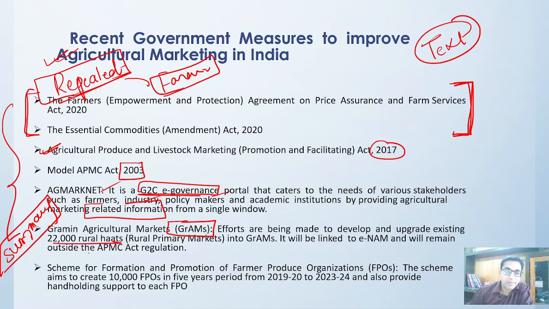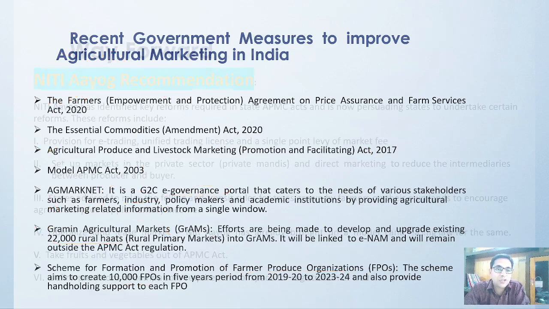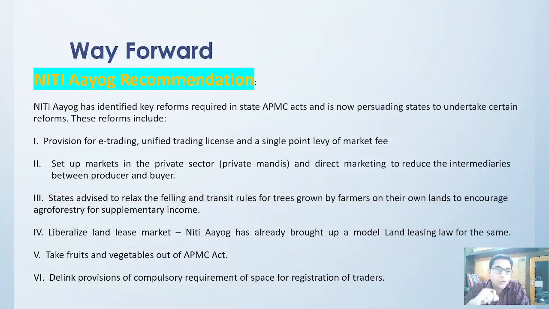Then the government is also creating an important policy for farmer produce organizations. These are the farmer groupings, right? Around 10,000 farmer produce organizations are to be created, so that they can have a very good bargaining facility for their own product. So Niti Aayog has also given certain recommendations, like e-trading facility, unified trading license, which is already there in the act, right? And also to include the private sector in this whole process, right?